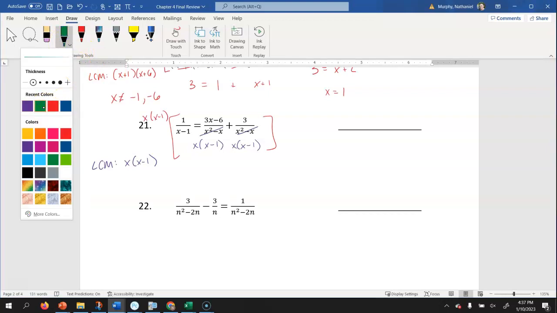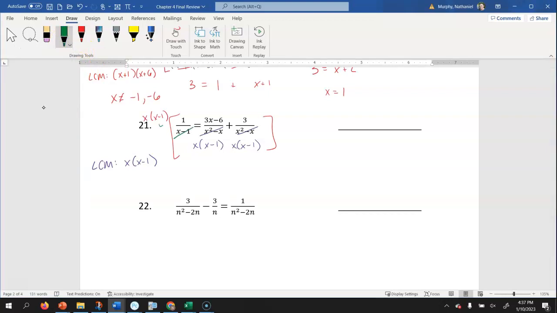All right, so now when we do that, this x minus 1 and this x minus 1 cancel out, leaving us with just x times 1, or just x on the left. Going to the next fraction, the x minus 1 and x minus 1 cancel out, leaving us with 3x minus 6. X minus 1 times this next fraction, the x minus 1 and x would cancel out, leaving us with just 3. So what I'm going to do here is I'm going to subtract 3x from both sides, so I'd have negative 2x equals a negative 6 plus 3 would be negative 3.